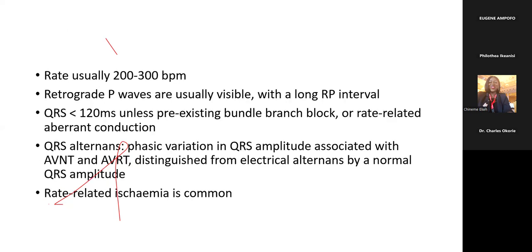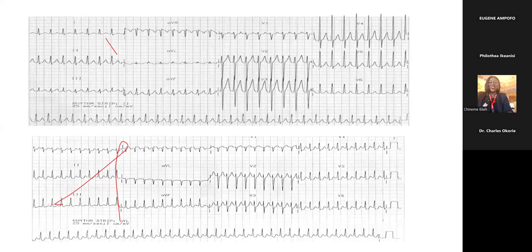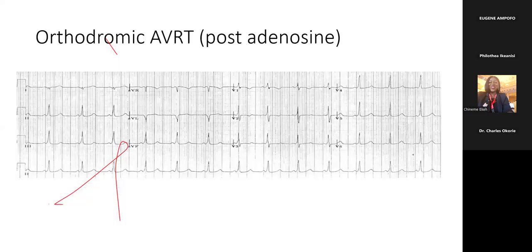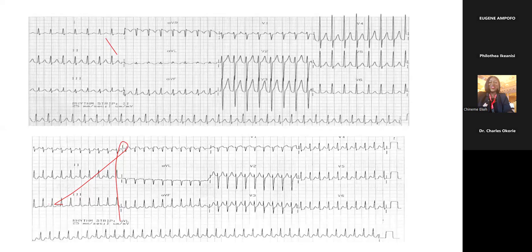Okay, in the next two slides, we'll see the ECG features of the antegrade and the retrograde. Okay. Here, in the second one, the P wave is not discernible and it has a rate of about 180 beats per minute. Okay, we'll move down.